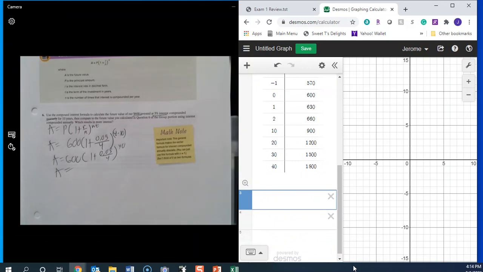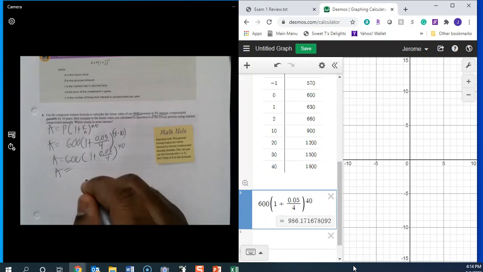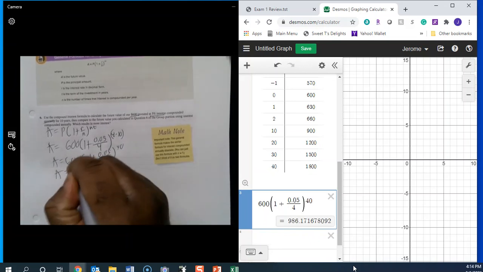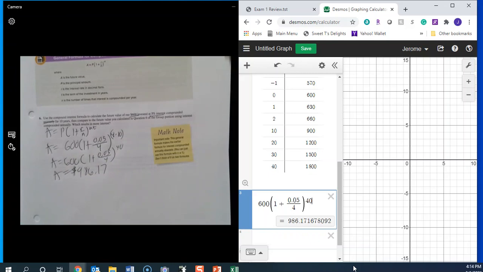So we will have 600 times 1 plus 0.05 divided by 4. Close our parenthesis, and we will take that to the 40th power. And that will give us $986.17. Because remember, we rounded to 2 decimal places with our money.